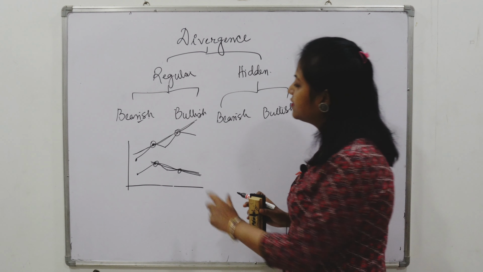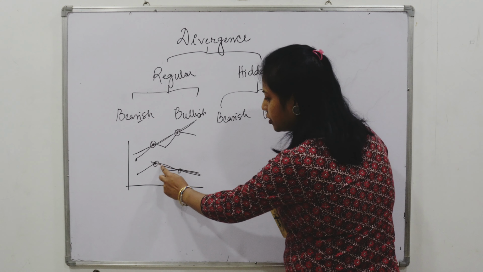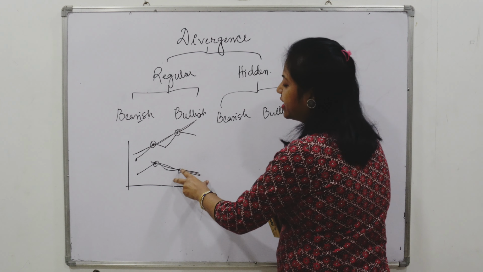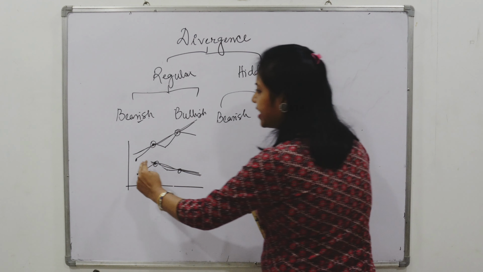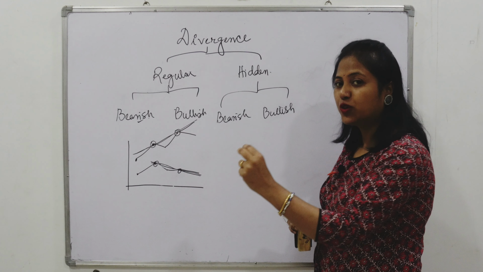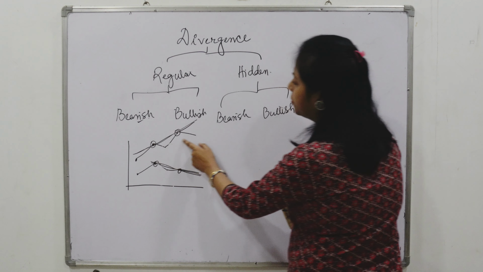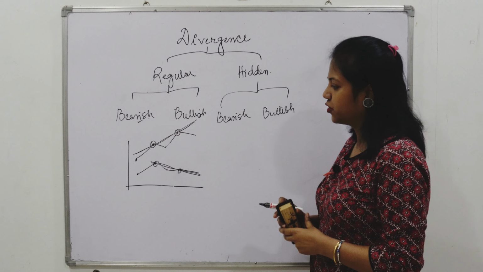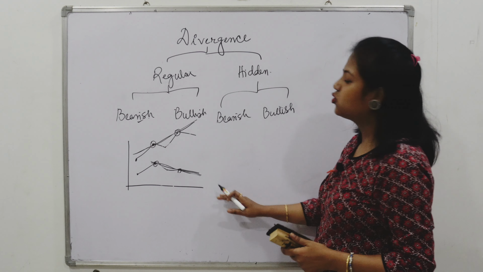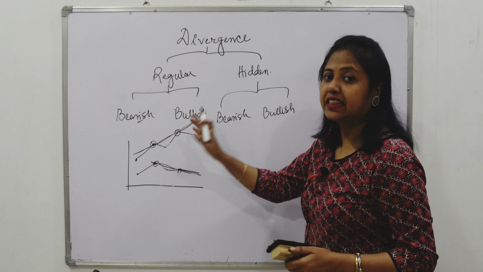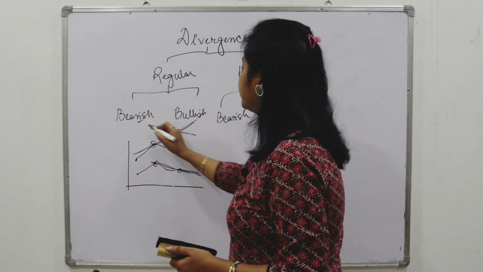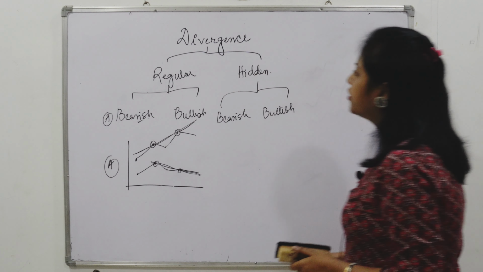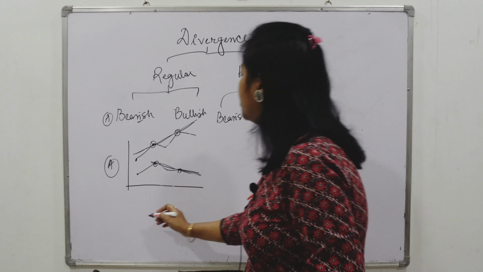Why? Because it says that the price is going up but the momentum is weakening. Okay, so the momentum is weakening in the sense that the bullish power is gradually diminishing and the bearish power is strengthening. Okay, as you can understand, there is a downturn, so it is going to disturb the trend and there is going to be a reversal. So this is known as the bearish regular divergence. Let's understand the bullish regular divergence.